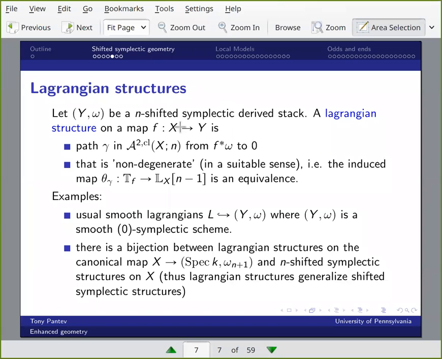So you need to specify some homotopy between this closed form and zero. So that's the isotropic structure. And then you can say what it means for it to be non-degenerate. It's in the usual way.